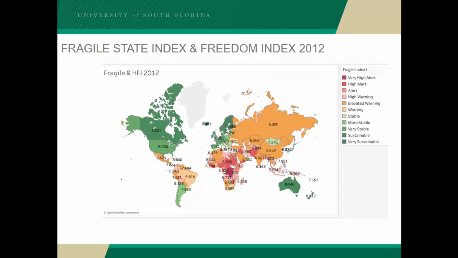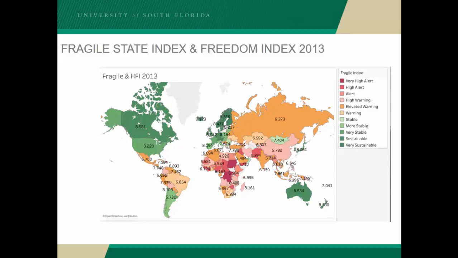North America still shows the sustainable and very sustainable way with the internet users. And here's the fragile state index with the freedom index, the human freedom index. So according to the decision trees, once the human freedom index is greater than 8.47, the fragile state tends to be sustainable. So here North America is still high, still over 8.47, but some of them are 8.26, so that is a more stable or stable status. And the same for 2013.